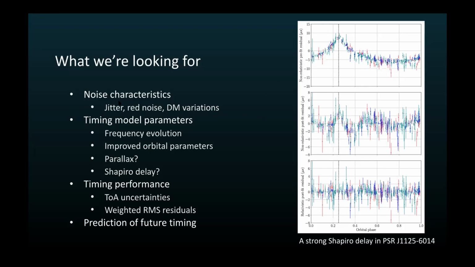Okay, so once we've looked at the noise parameters and the timing model parameters, we also would like to assess the quality of this pulsar for timing. So what are the typical uncertainties on the times of arrival? And what is the weighted root mean square of the residuals? This is the standard deviation of the residuals. This will allow us to simulate future observations and then predict improvements in the timing model if we were to carry out those observations.